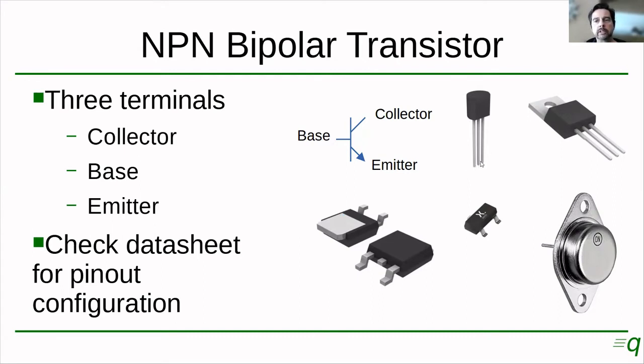About which terminal is which, like out of these three, which is the collector, which one is the base, and which one is the emitter, we cannot know for sure just by looking at the device itself, right? Check the data sheet, because each transistor has its own terminal configuration, and even the same transistor can be had in different terminal configurations. So make sure you check the data sheet for the specific device that you have.